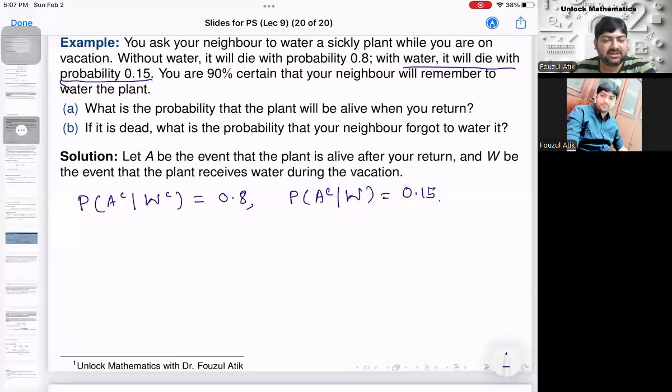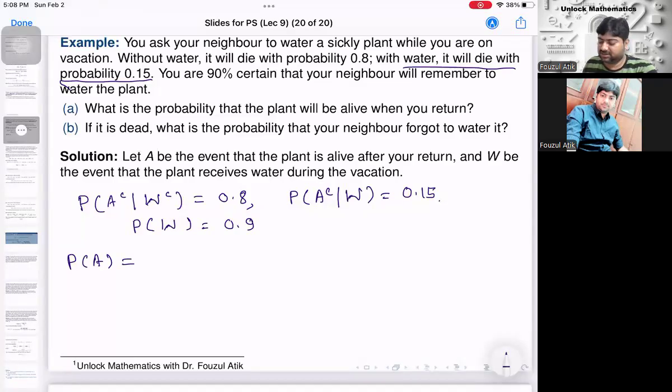You are 90% certain that your neighbor will remember to water the plant. That means it is the event that the plant receives some water during the vacation, right? So it is P of W, and it is given that 90%, so it is 0.9. Right? You have to get the probability of the event A. So P of A you have to find out.